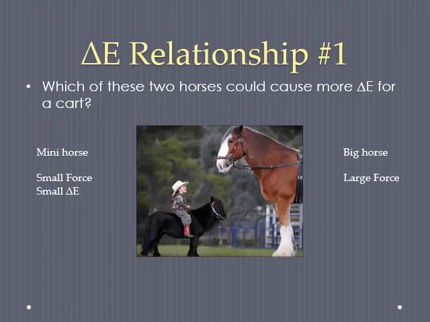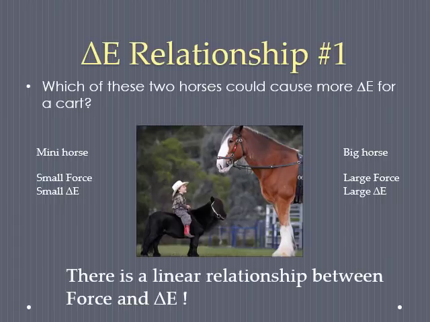If you are a big horse and you can pull with a large force, that's going to cause a larger change in energy for the cart. So small force, small delta E, large force, large delta E. Hopefully that all screams linear relationship to you, and you would say that there is a linear relationship between the amount of force and the amount of change in the energy of a system.